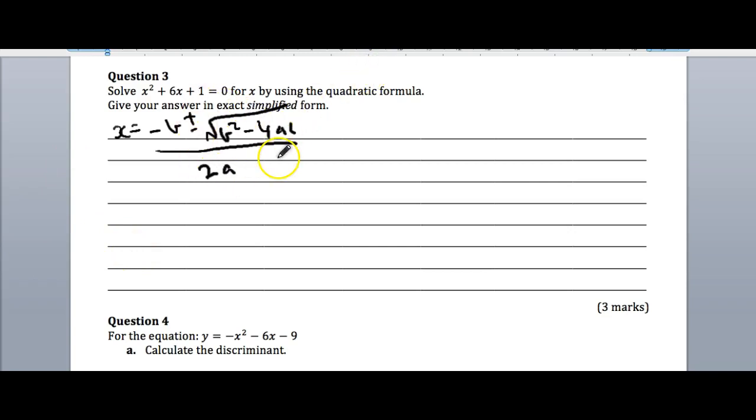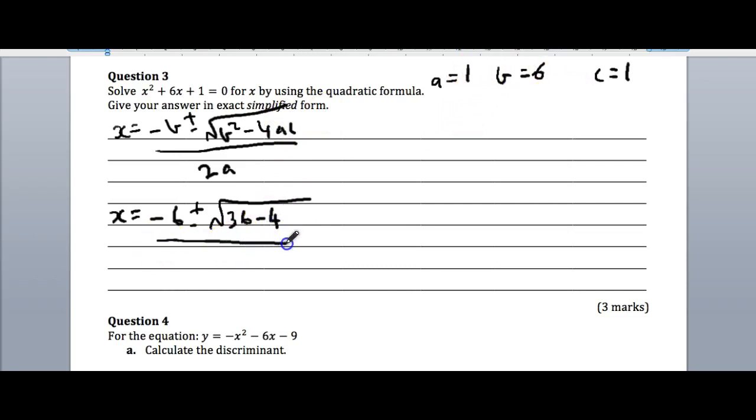All right, so here's our quadratic formula. Remember to identify A. So A is your coefficient of x squared, B is your coefficient of x, which is 6, and C is your constant. So in this one, it's 1. Okay, so just substituting them in. So we have negative B, so negative 6 plus or minus the square root of B squared, which is 36, minus 4 times A times C, so 4 times 1 is just 4, over 2 times A, so that's just 2.